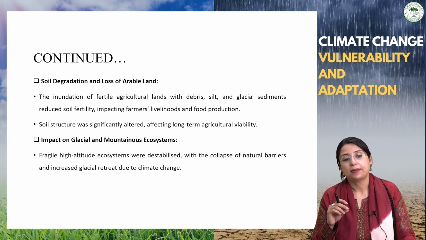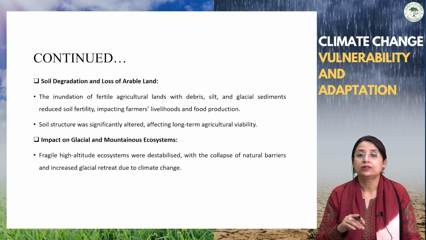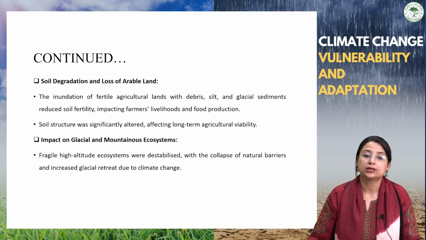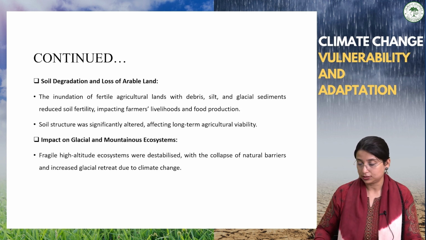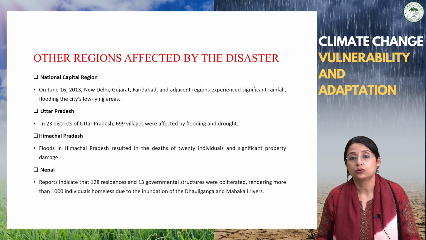If we see its impact on the mountainous ecosystem, we know that fragile high altitude ecosystems were destabilized with the collapse of the natural barriers and increased glacial retreat due to the climate change. So overall, it impacted the glacial and the mountainous ecosystem.